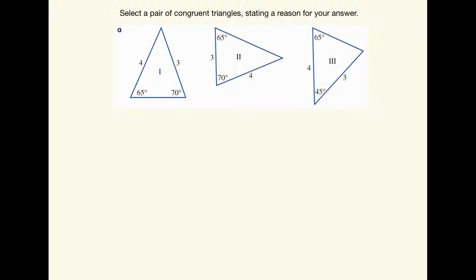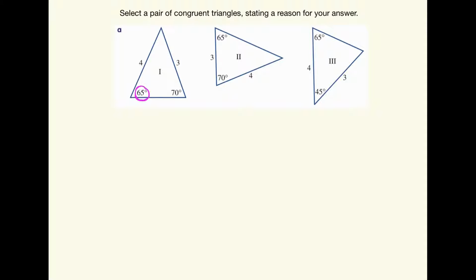So what I normally do is circle a piece of information within one of my triangles. Here I'll circle 65 degrees. You could have circled the length 4 on this side, you could have circled the length 3, and you also could have circled 70 degrees. It didn't matter which one, but I normally go for an angle.